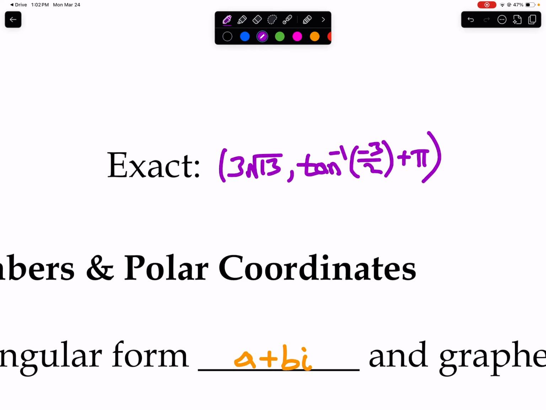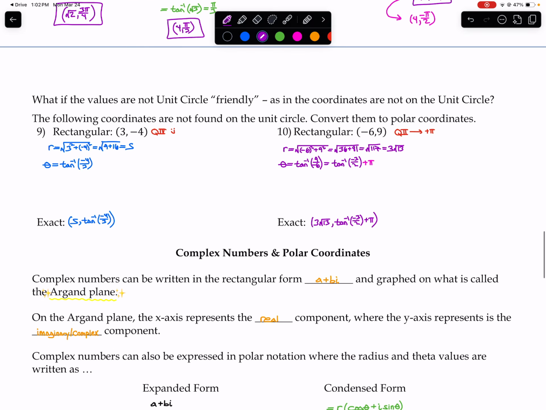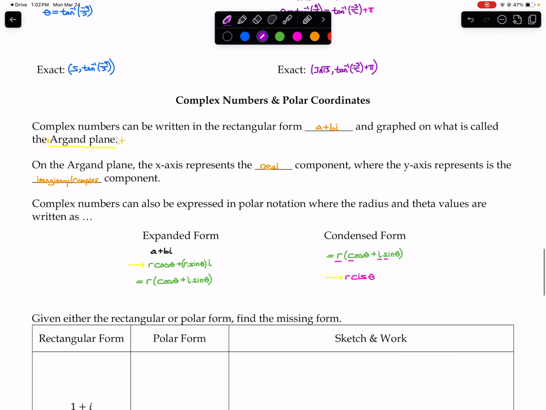That would be your coordinate. And it's absolutely disgusting, but it is also correct. So speaking of disgusting, now we're going to do polar numbers and complex values.